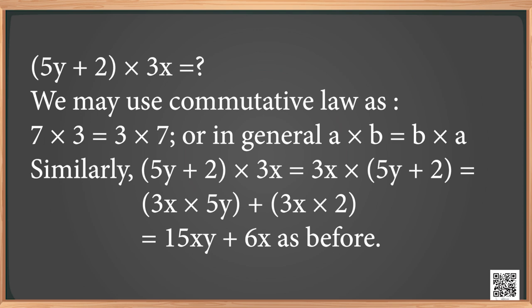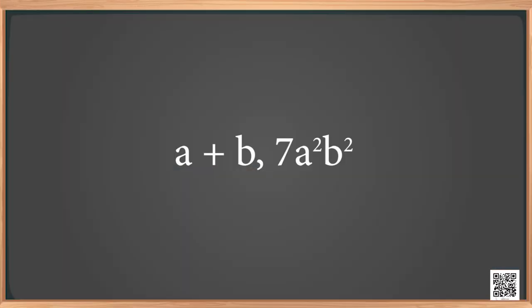Similarly, 5y plus 2 into 3x is equal to 3x times 5y plus 2, which is equal to 3x into 5y plus 3x into 2. That is nothing but 15xy plus 6x. Now, try to find yourself the product of a plus b and 7a square b square.